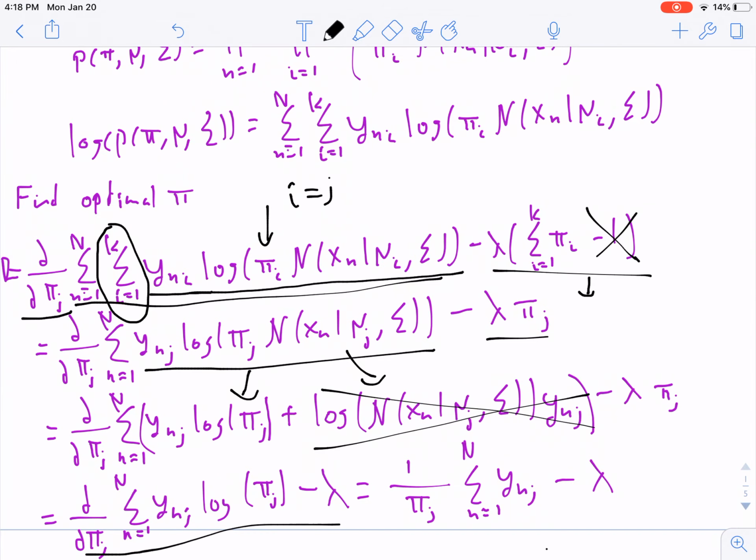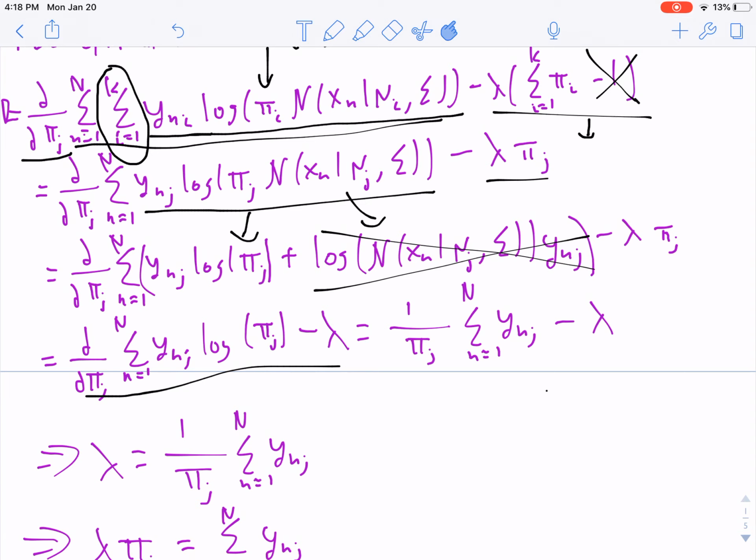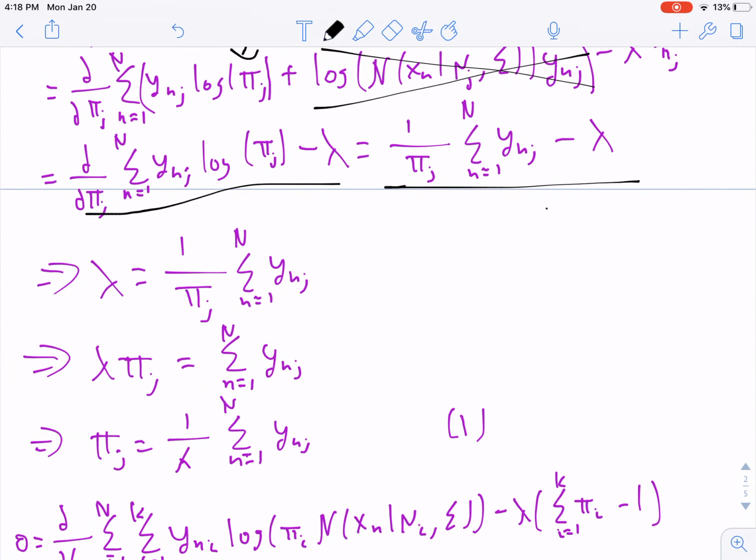Then we'll take the actual derivative. The derivative of log is just 1 over x, and that can be pulled out of the sum since pi j has no dependence on n. So we take the derivative, pull it out, and we get this, which is equal to 0 right here, as we said at the beginning. That implies that we can move the lambda to the other side. We get this, and then we can multiply everything by pi j and divide everything by lambda.